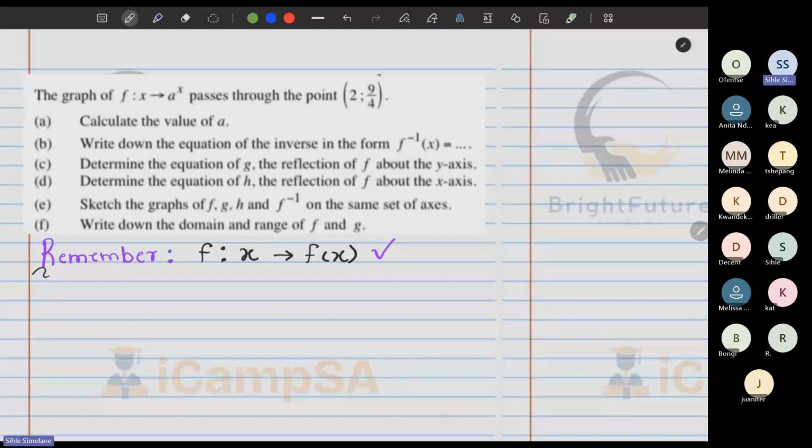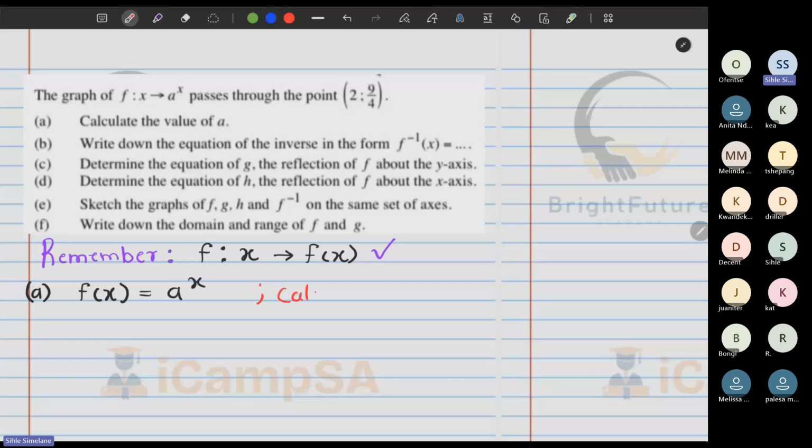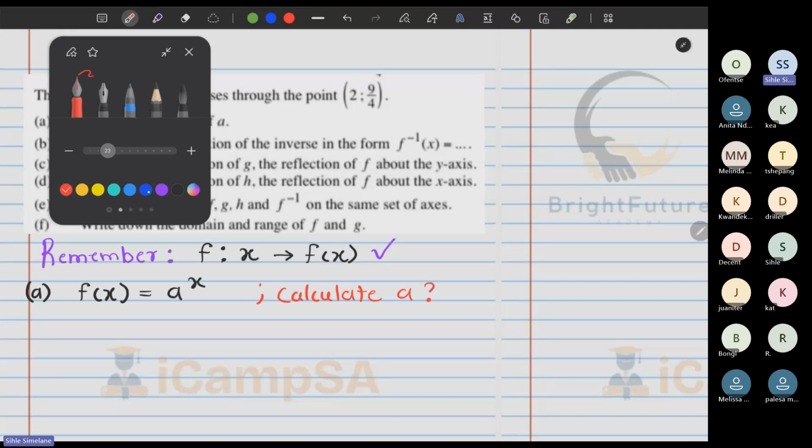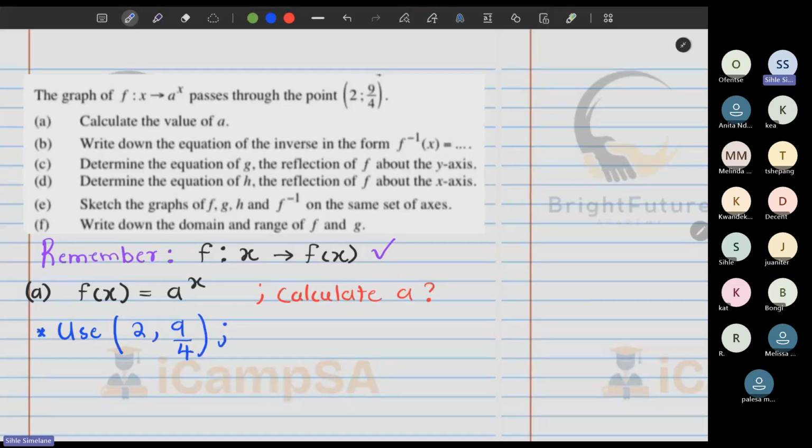Okay? So let's have a look at our first question, which is a. They say calculate the value of a. So remember that our f of x is a to the power of x. And the question is now asking us to calculate a. How we are going to calculate a is we are going to use a point which we are given. So we need to use that point, which is 2 and 9/4. What does this point mean? It means wherever we see x, we can put 2. And wherever we see y, we can replace it with 9/4.